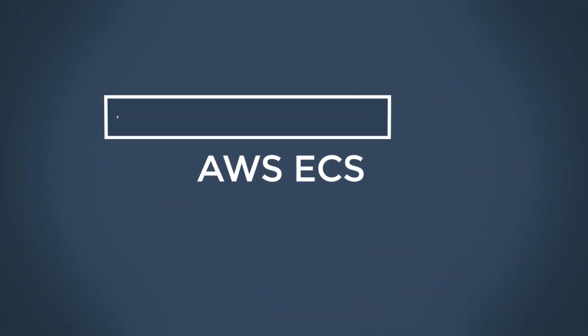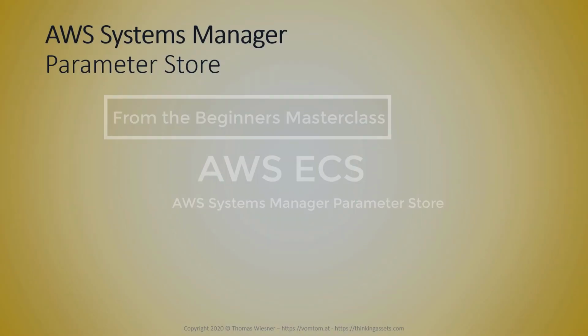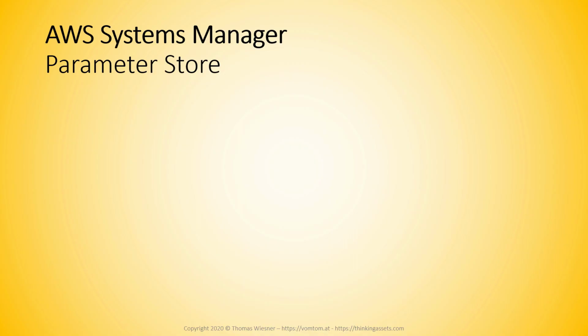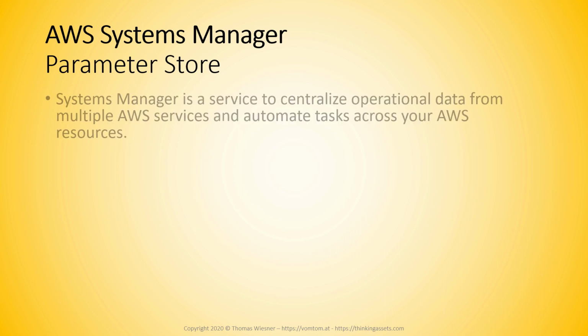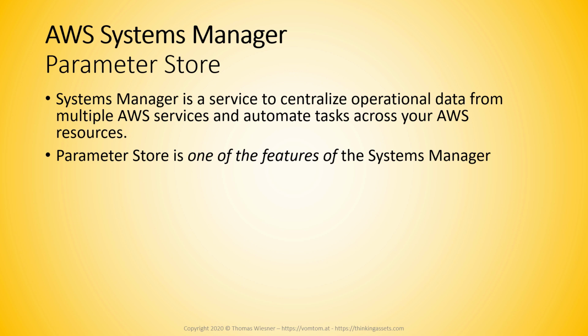The next service I want to talk about is the AWS Systems Manager Parameter Store and the Secrets Store. Let's start with the AWS Systems Manager Parameter Store first. It is a service to centralize operational data from different AWS services and automate tasks across your AWS resources. That's the Systems Manager. And the Parameter Store is one of the features of the Systems Manager.